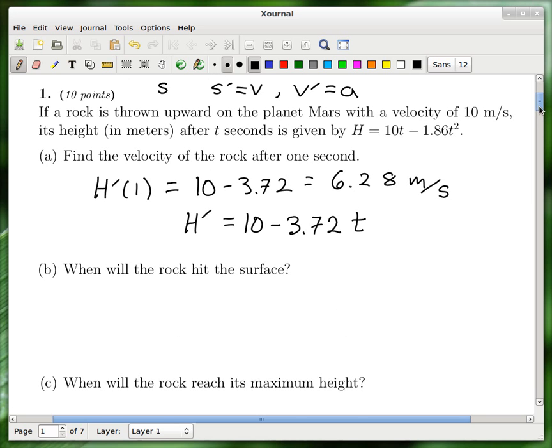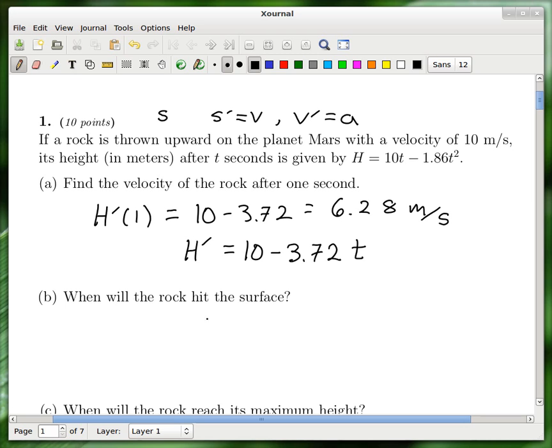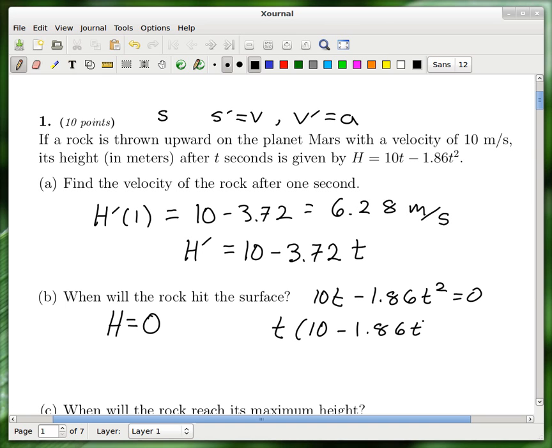Question B is almost like a trick question. When will the rock hit the surface? That has nothing to do with the derivative, or it's not directly related to the derivative. This is asking something about the original equation. It's just saying, when is it going to be true that h is equal to 0? So set up that equation: 10t minus 1.86t squared equals 0. And you can factor out the t here. So t times (10 minus 1.86t) equals 0.